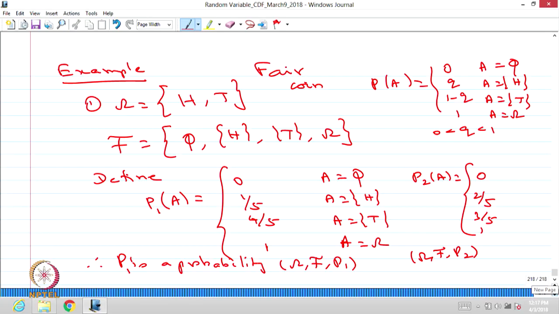So this is the easiest example in which I have introduced a probability measure. Therefore, we get the probability space for a simple example itself. When it is a fair coin, then P of A is going to be 0, 1 by 2, 1 by 2, 1 for these elements: empty set, head, tail and omega. Now we will go for the second example, in which we will have an omega consisting of countably infinite elements.